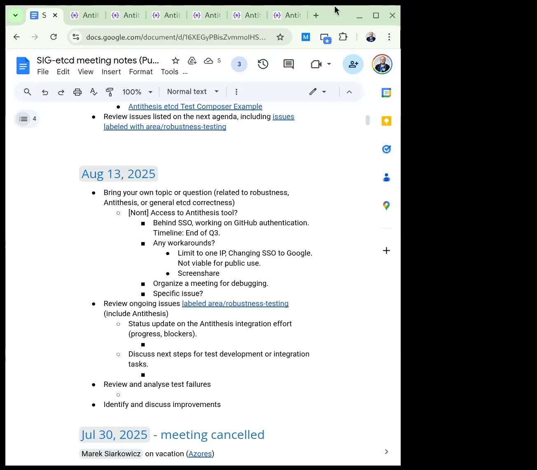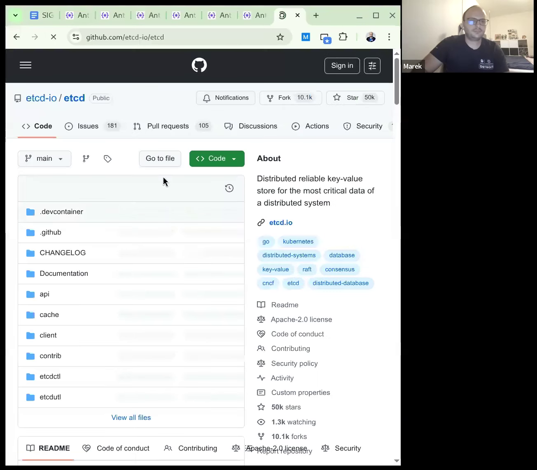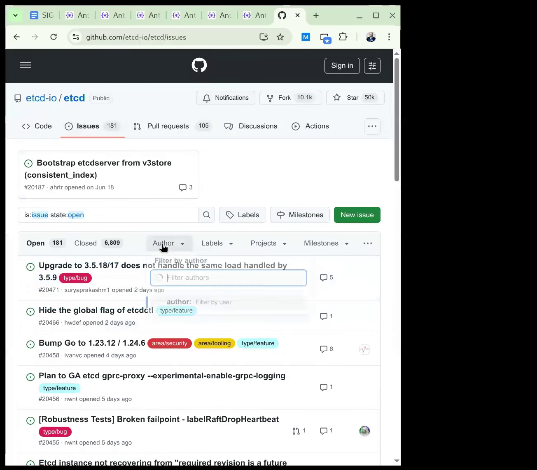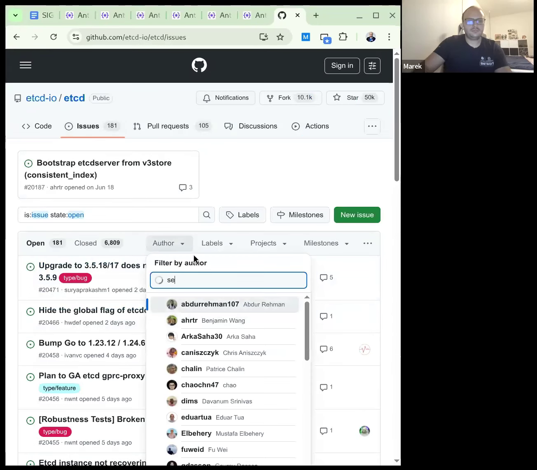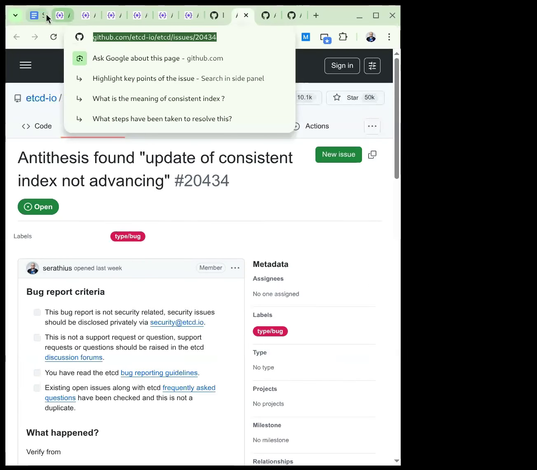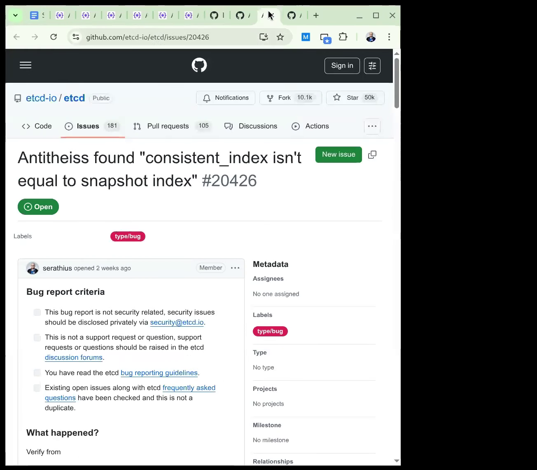There are a bunch of issues in the HCD repo. I haven't taken a look at any of them. What about you, Nant? I didn't come prepared with one. I was under the impression that we could have the access, so I can pick and choose whenever I want to do it.